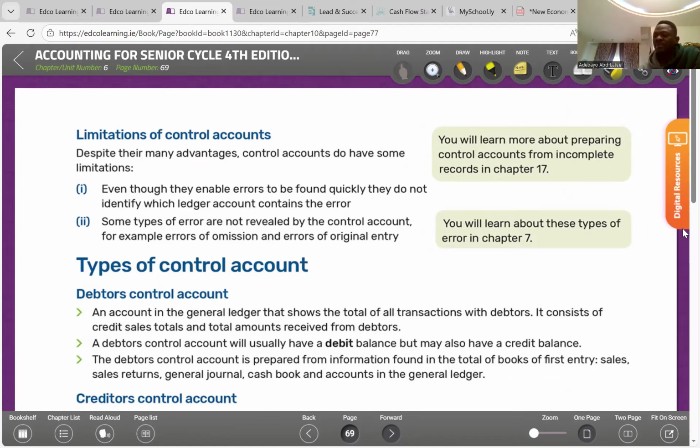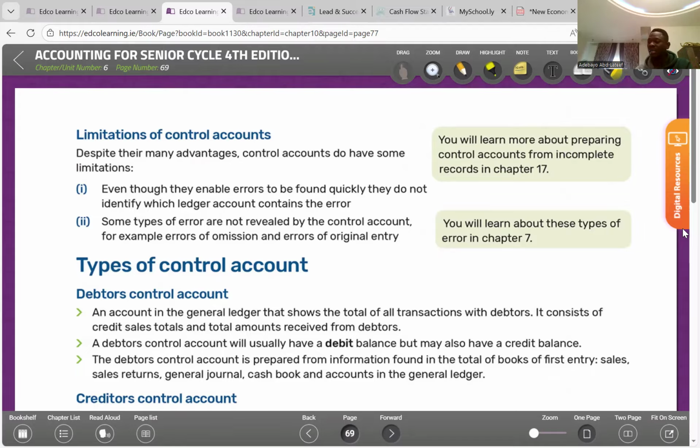And the second problem is that it does not show those errors that do not affect trial balance, like error of omission, error of commission, errors of original entry. The control account does not show these errors because these errors are not arithmetical errors. So the control account will still not show these errors. So those are the limitations of control account.